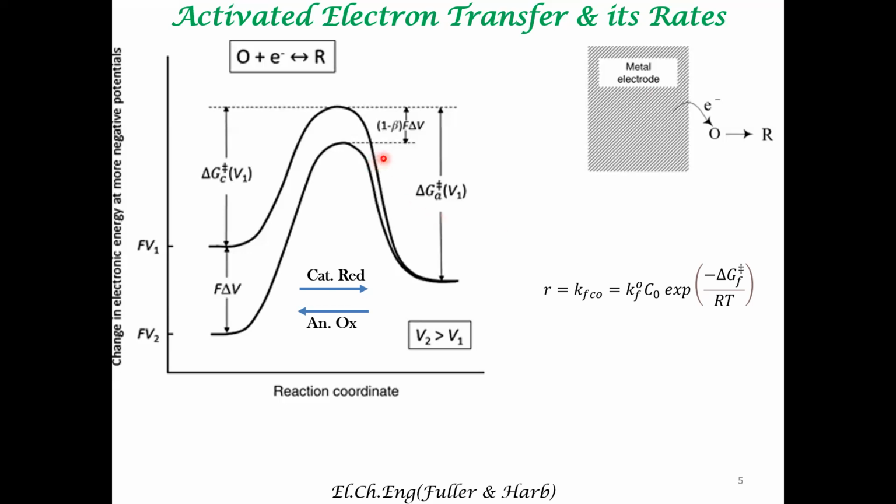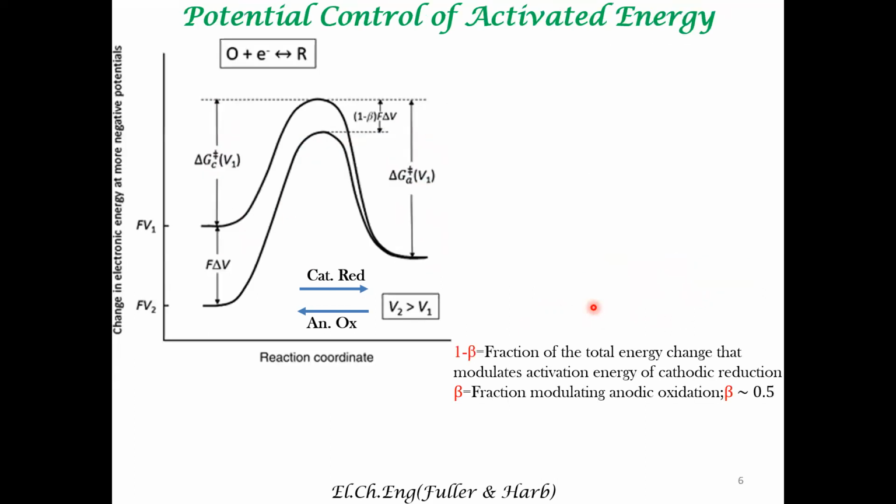Okay, so there are two different activation barriers depending upon whether you want to go from this state to this state or from this state to this state. So one is this activation barrier and another is this activation barrier. So here we are indicating the rate of cathodic reaction. We can also indicate the rate of anodic reaction.